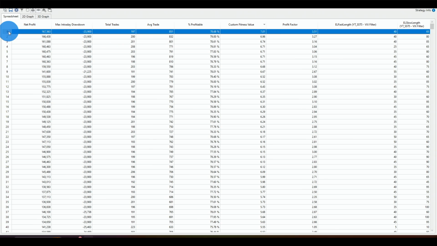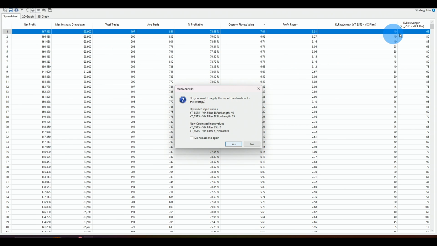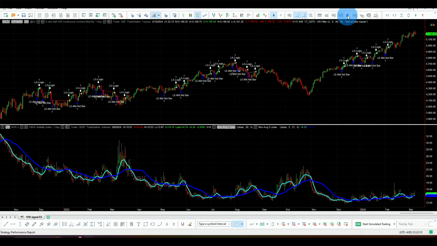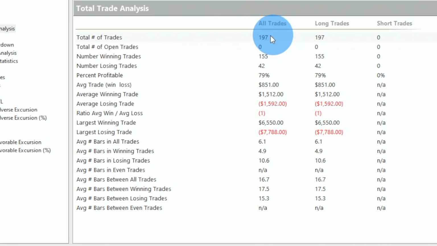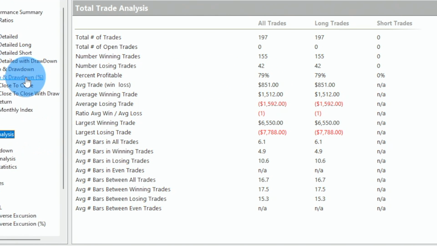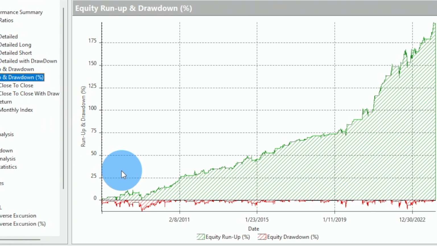And if we pick this one, it is using 40 and 65. So 40 is the fast length, 65 is the slow length. And let me pick that one and let's look at our stats. So now we filtered almost 150 trades. We increased our average trade. We increased our win rate. So everything is good. The curve, oh my God.